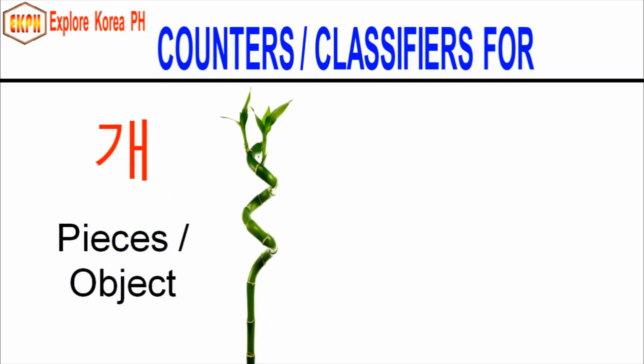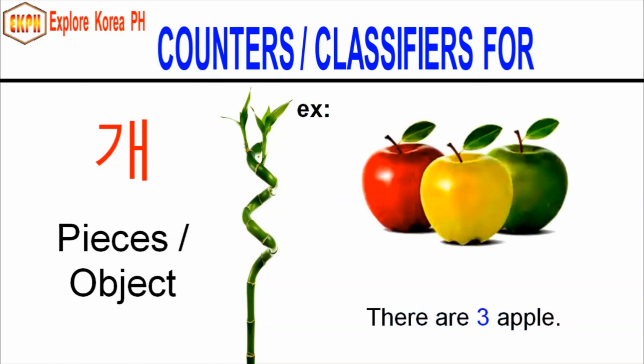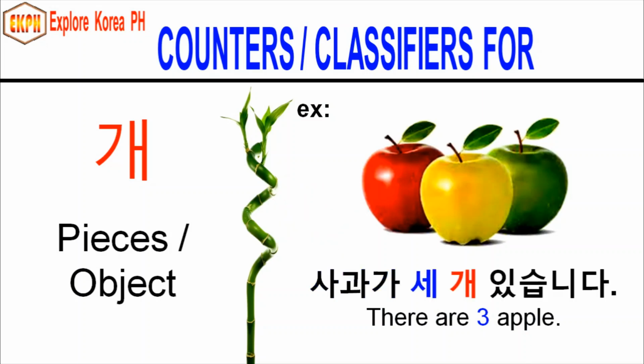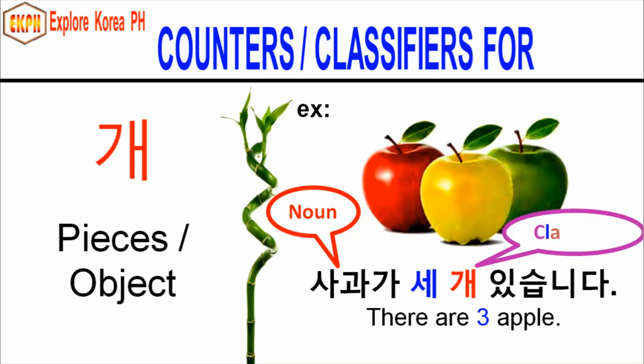Now, so the counters and classifiers for object or pieces is ke. Okay, example, there are 3 apples. Sagwa yung noun. Okay, ang classification niya is ke. So, ke is for the object or pieces.